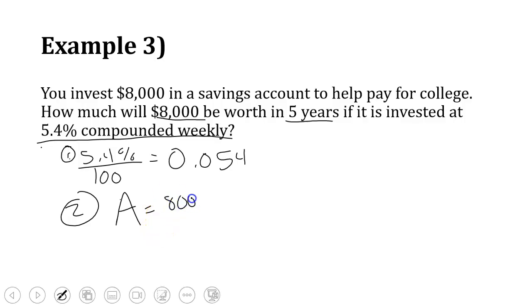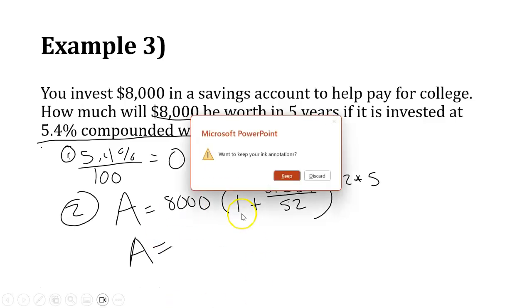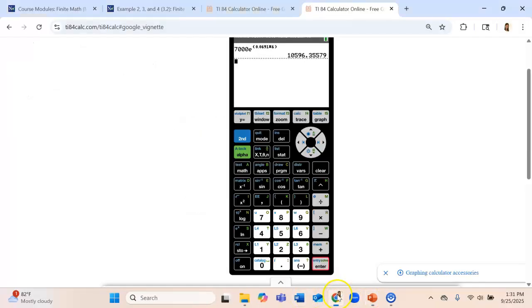We know our principal is 8,000 times our 1 plus our new rate decimal over the N. And so weekly, there's 52 weeks in a year. And then raised to our 52 weeks in a year times the 5 years. So we can plug all of that into our calculator and see.